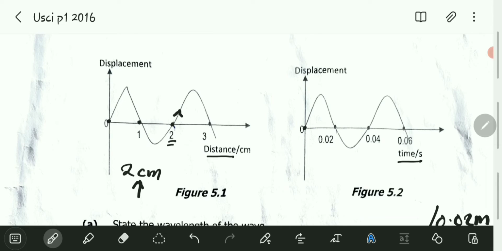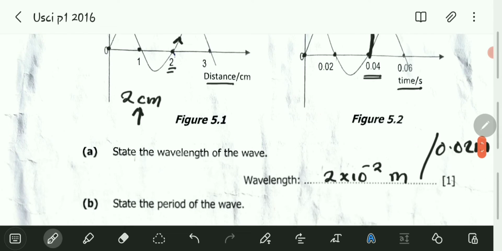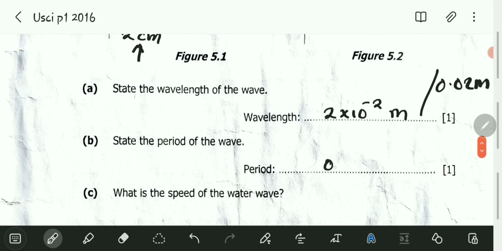Again, we start. T is equal to 0 is there. When we reach T is equal to 0.02 seconds, the wave is half made. When we reach 0.04, we have one complete wave. So from there to there, we have one wave. So the time taken to generate one wave is our period, and the period is 0.04 seconds.